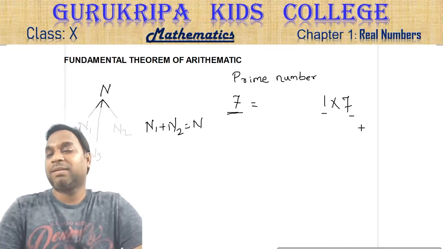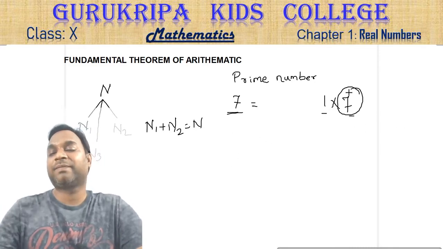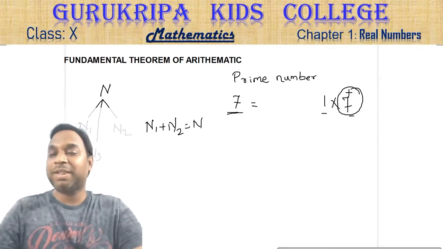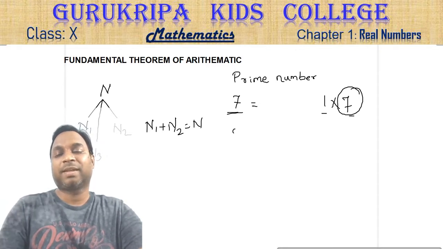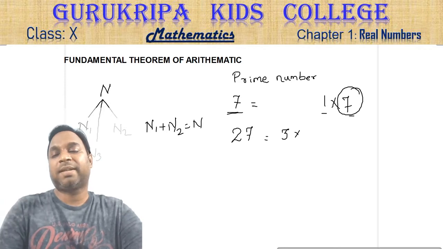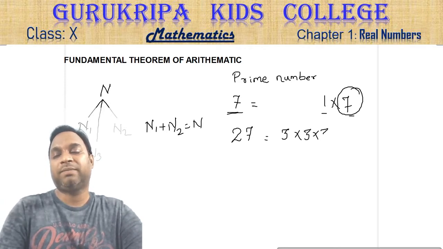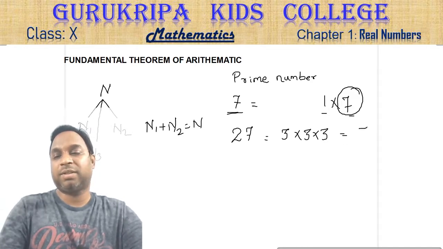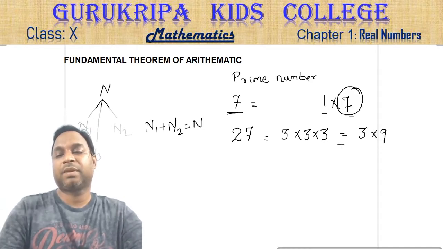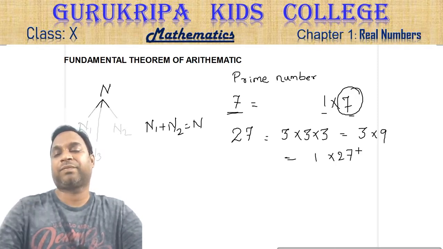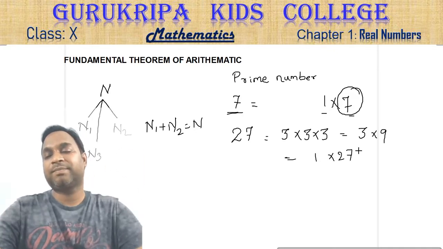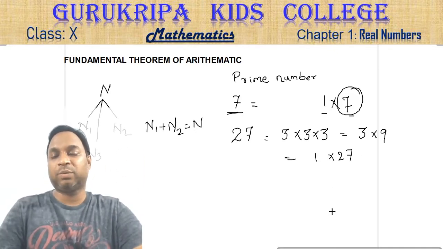And one number is the number itself. Will this always happen? Let's say I write 27. What can this be written as? 3 into 3 into 3. Or it can be written as 3 into 9. Or we can write 1 into 27. There are only three possibilities.